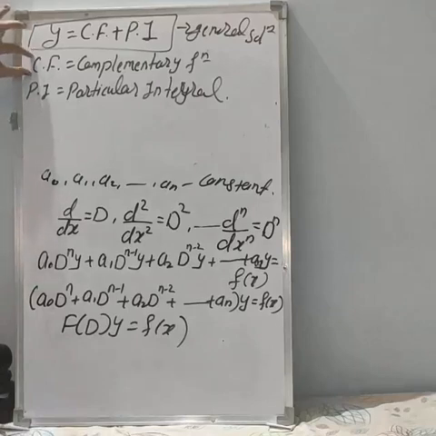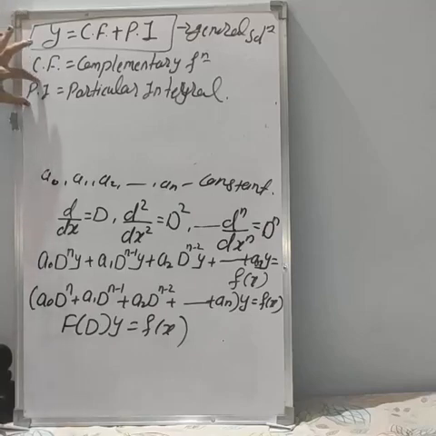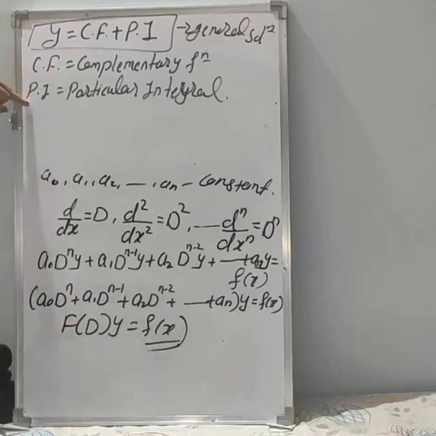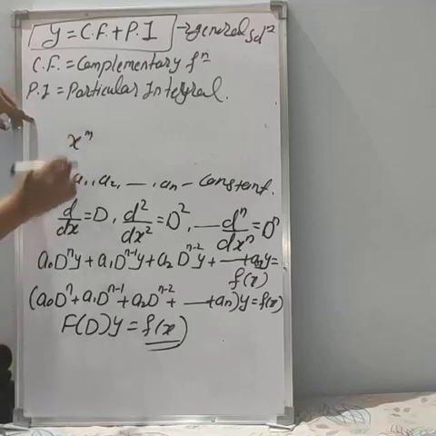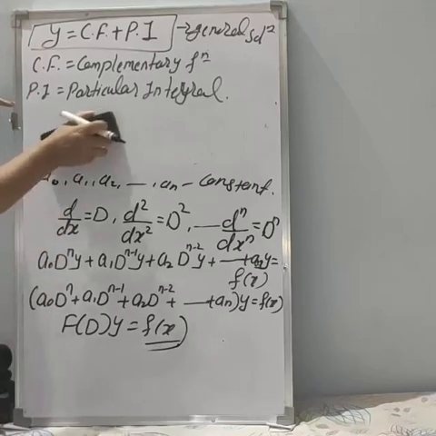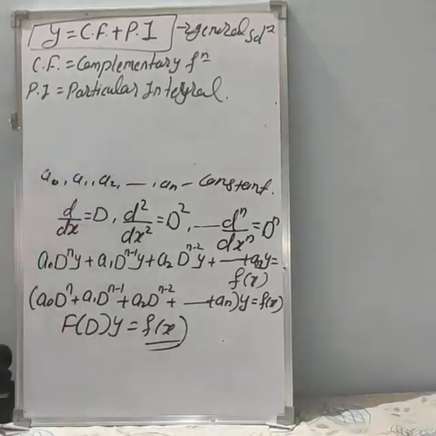For each differential equation, finding the complementary function is common. But how to find the particular integral? It depends on the given function f of x. There are 4 to 5 methods. If your f of x is in the form of e to the power of x, or a trigonometric function sin x or cos x, or x raised to m, it depends on this condition. We will see that particular integral later.